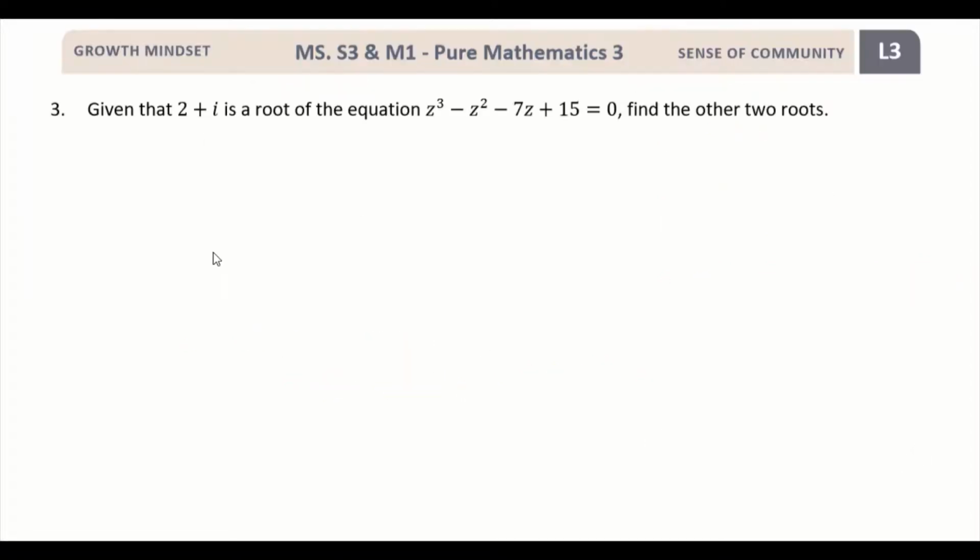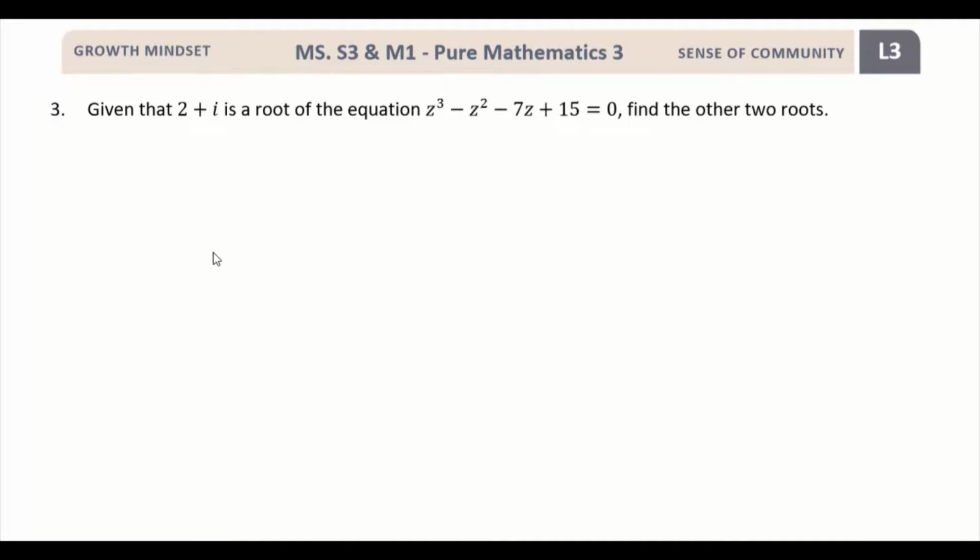Will be equal to your -1/2 minus, just copy everything again. Alright, so that's the idea for this question. So let's try to look at the next one, which is a cubic question as well. Okay, number 3, given that 2 plus i is a root for this equation, find the other two roots.